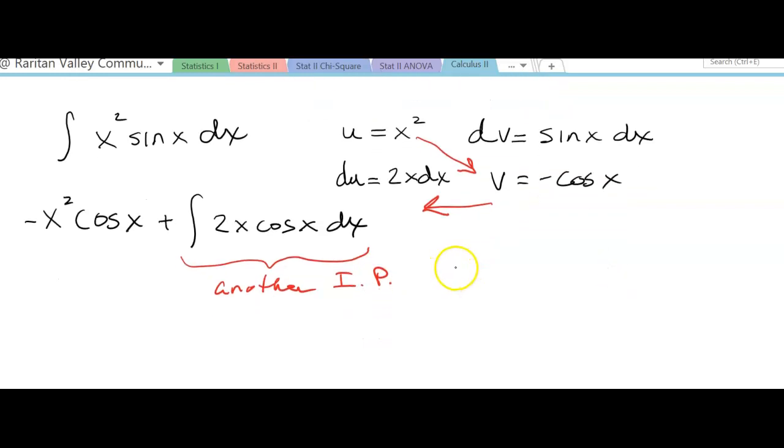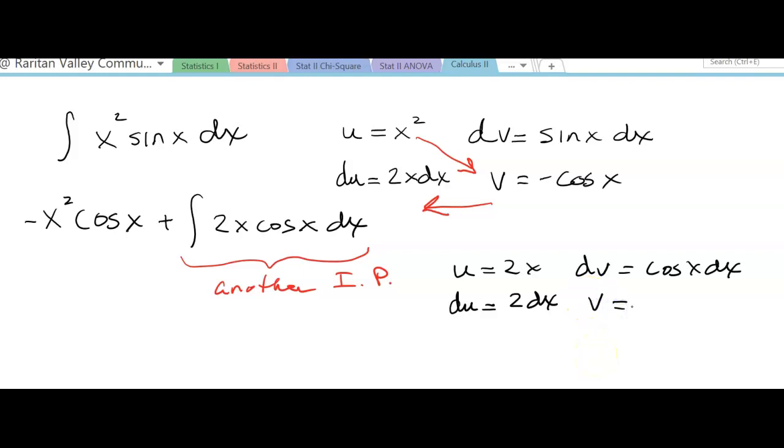So when I do it again, same idea. This time, u equals 2x, dv equals cosine x dx. du equals 2dx. So now you can see we're going to be done with this one. And v is the integral of cosine x dx, which is sine x. So clearly you can see when you're doing integration by parts, you've got to keep your head straight as to when you're taking a derivative and when you're taking an integral. So be careful with that.